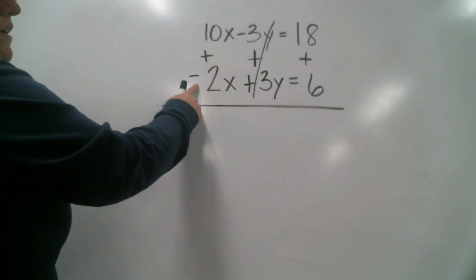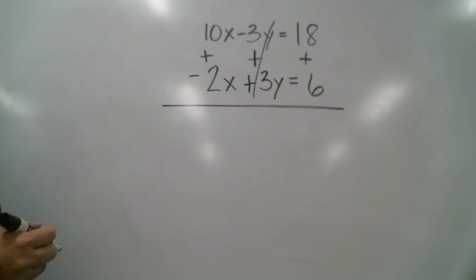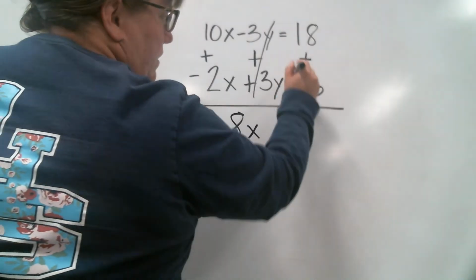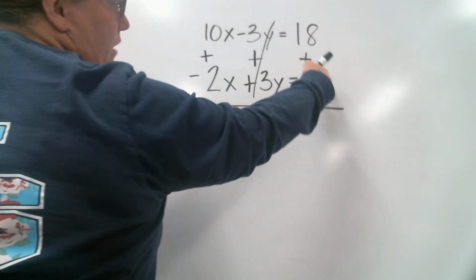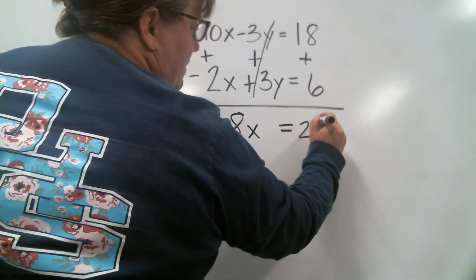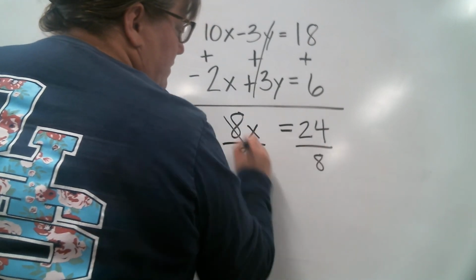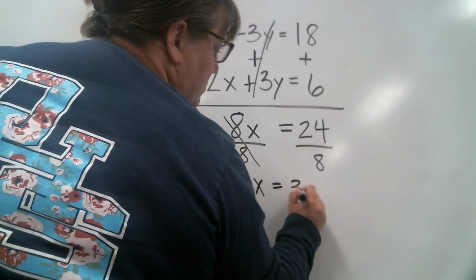10x plus negative 2x would be just like 10x minus 2x. So I've got 8x equals, and then 18 plus 6 is 24. And when I divide by 8, I get x equals 3.